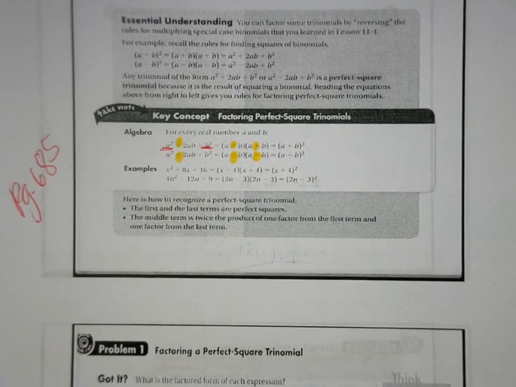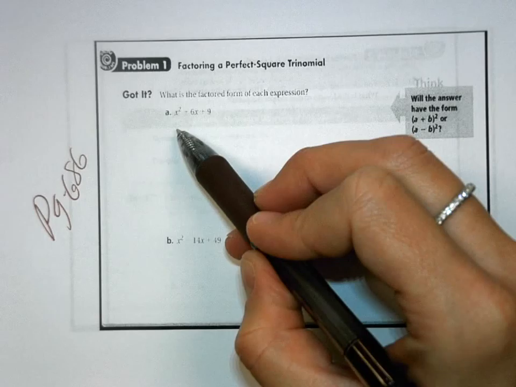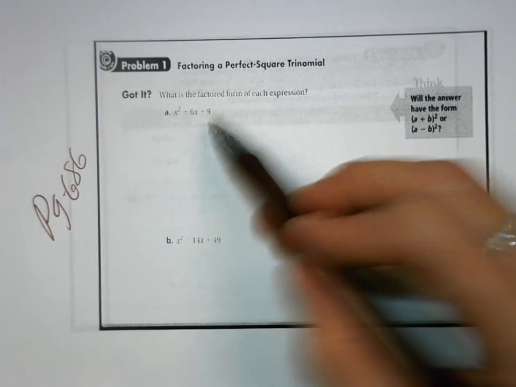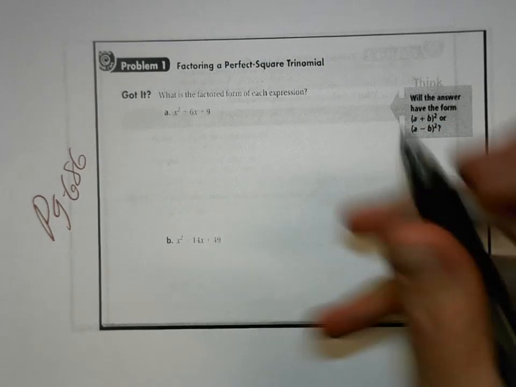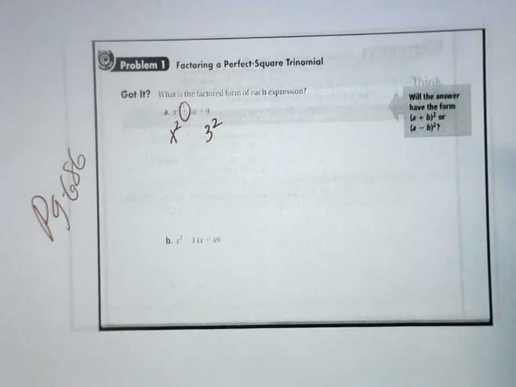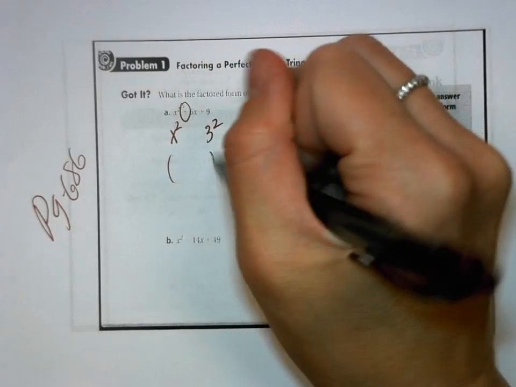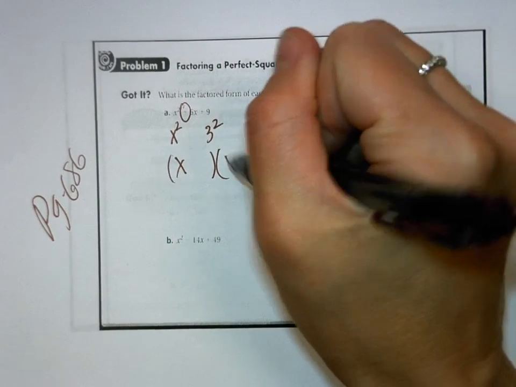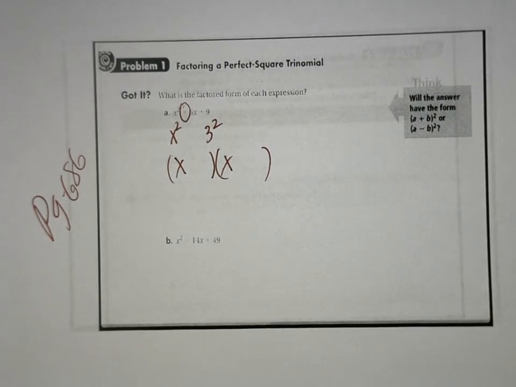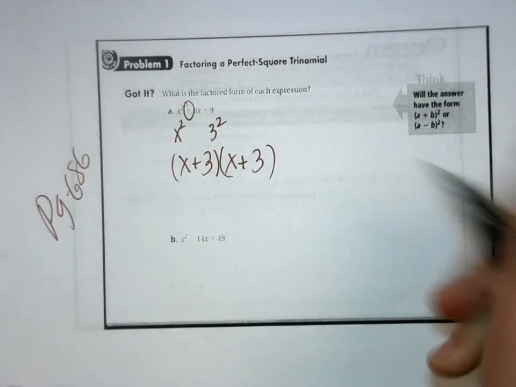So on page 686, do you notice how the front term's a square? Can I write the back term as a square? Yes, 3 squared: x squared and 3 squared. This is a positive, right? So therefore, it's going to make a perfect square. So we're going to make our two parentheses. X goes into the front of both of them, so we're splitting up the squares in the front, and we do the same thing in the back. So we're going to write a 3 in the back, and both of these will become a plus.